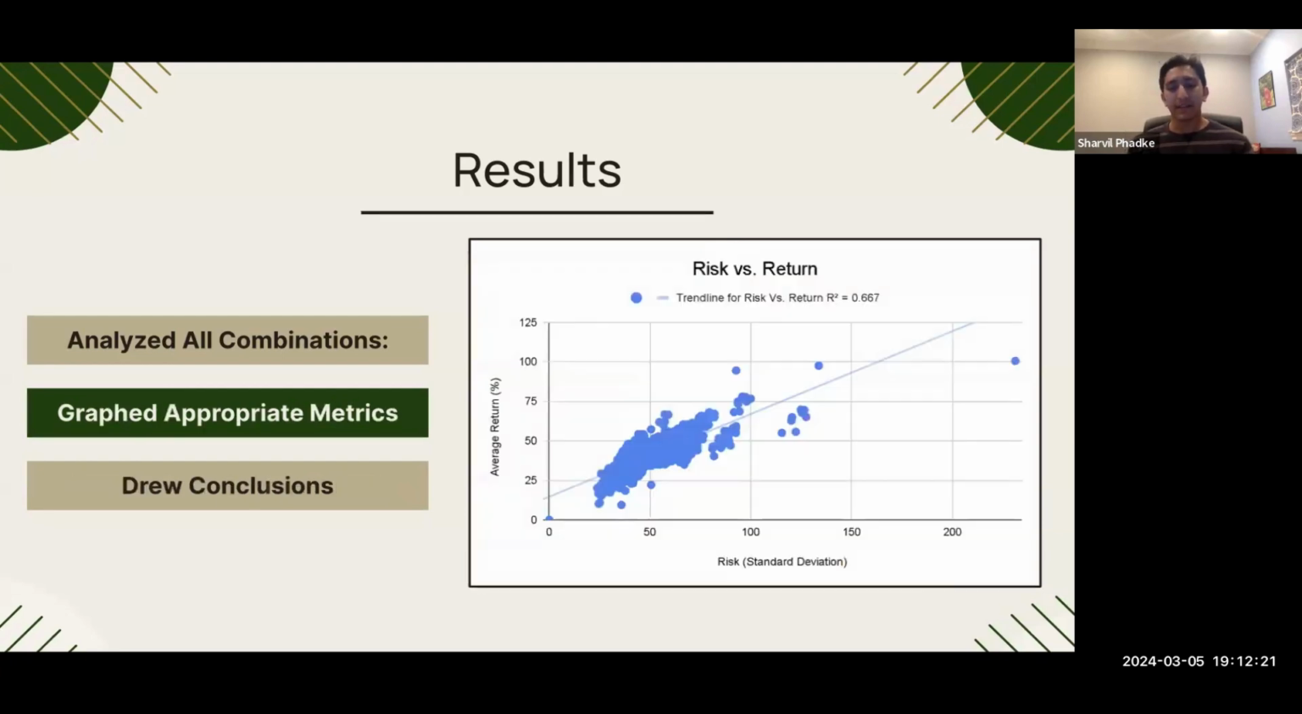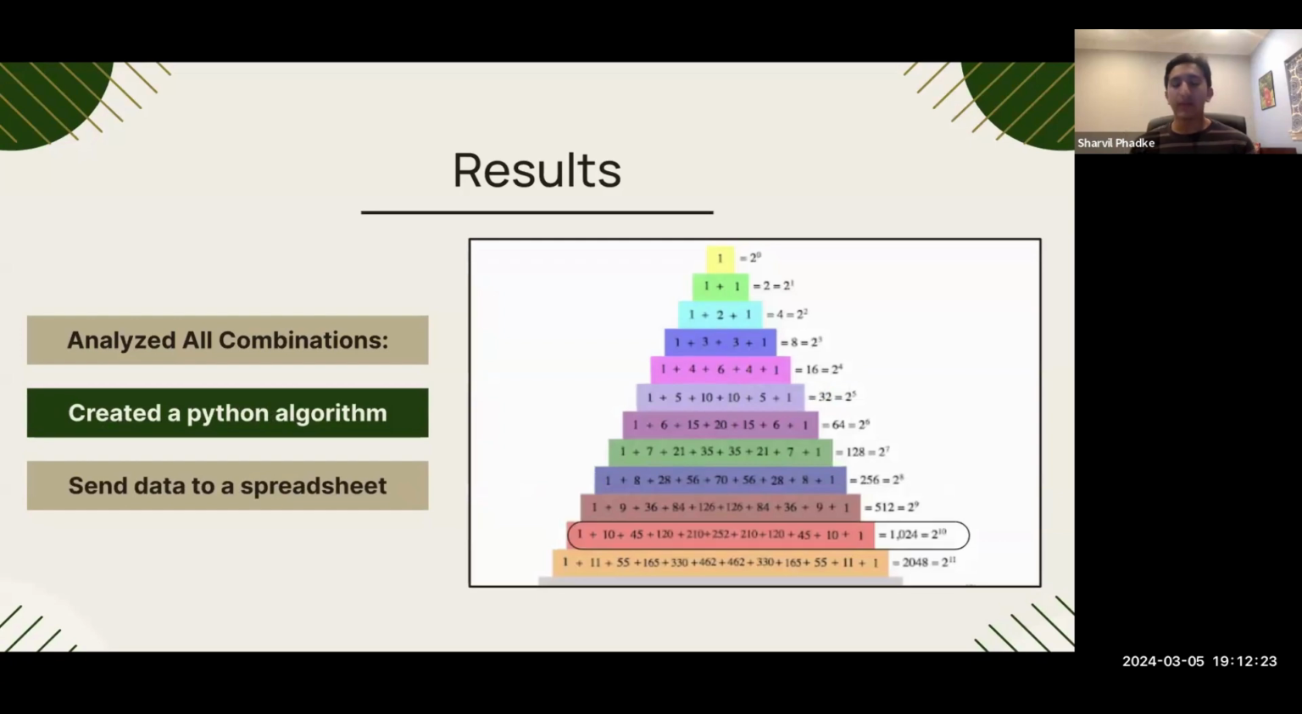The reason why I have Pascal's triangle shown here is that we have one data point with no stocks, 10 data points with one stock each, all the way up to one data point with all the stocks, representing maximum diversification, for a total of 1,024 plans. All of this was created using a Python algorithm that we created ourselves.